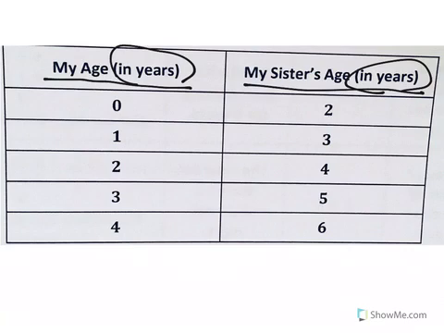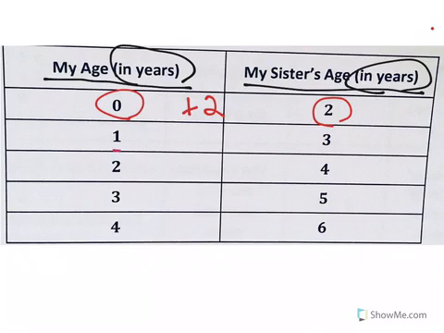The first thing I do when I see a table like this, even before we look at the questions, is I start to look for patterns. To get from my age to my sister's age, from 0 to 2, it's plus 2. I know it can't be multiplication, because nothing times 0 is going to equal 2. But 0 plus 2 would equal 2.